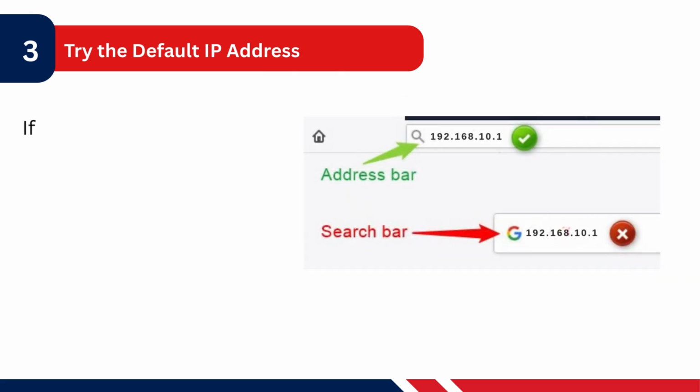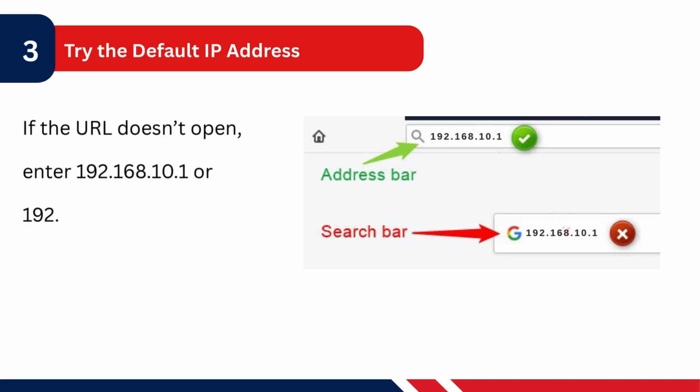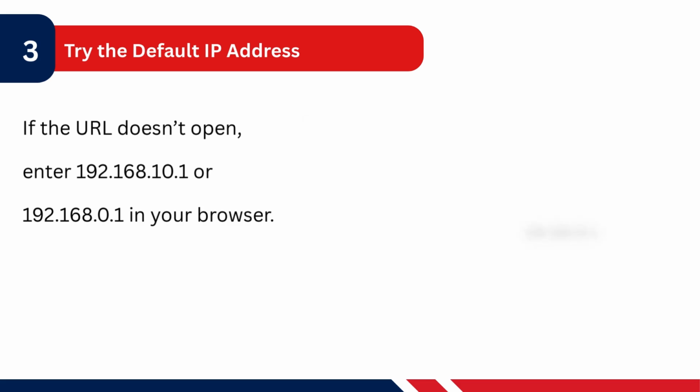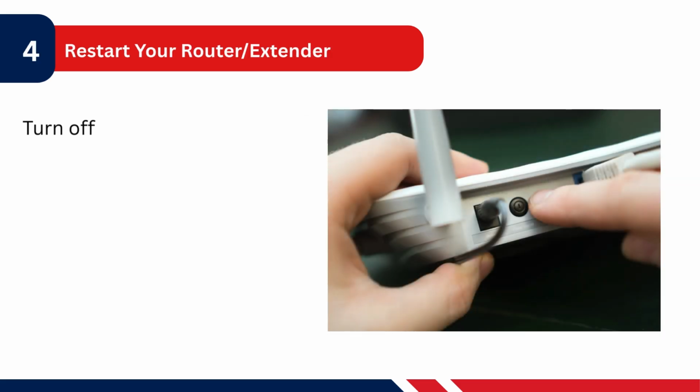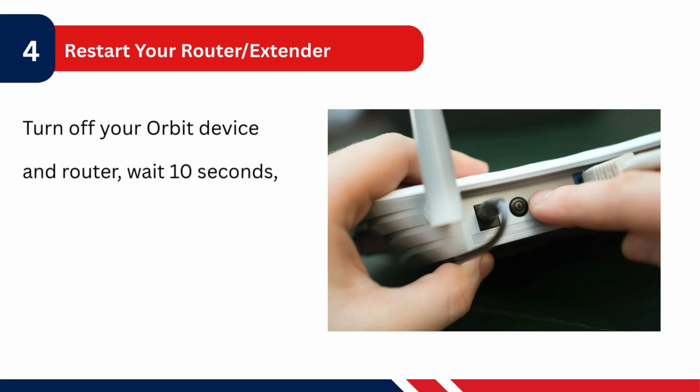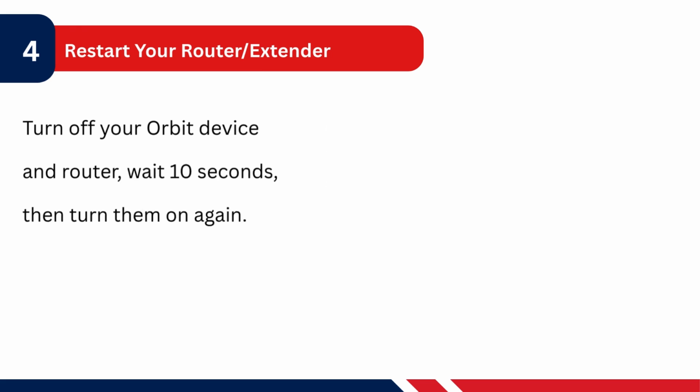3. Try the default IP address. If the URL doesn't open, enter 192.168.10.1 or 192.168.0.1 in your browser. 4. Restart your router and extender. Turn off your Orbit device and router, wait 10 seconds, then turn them on again.